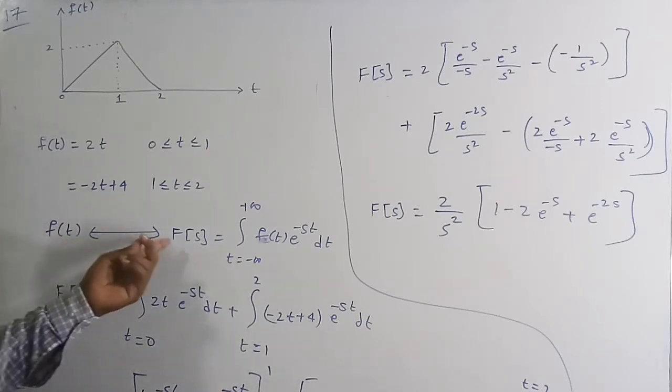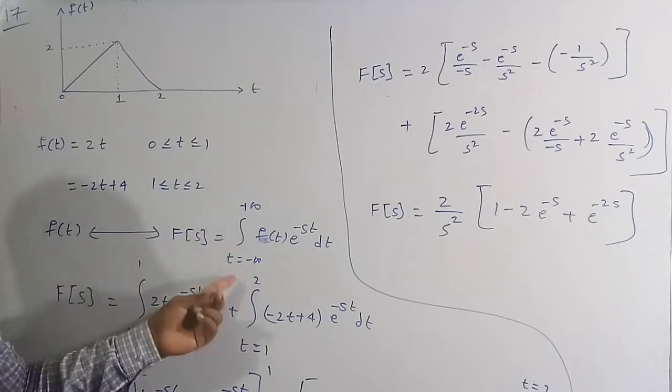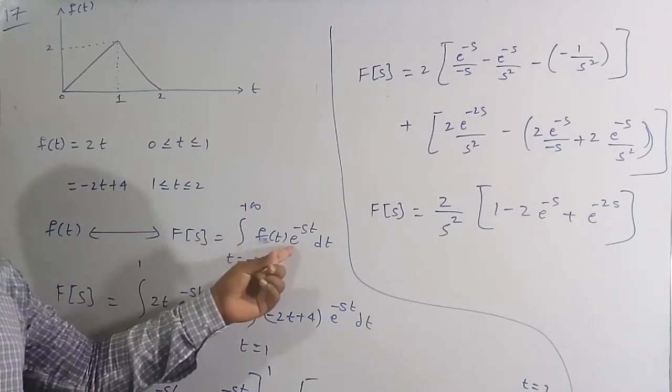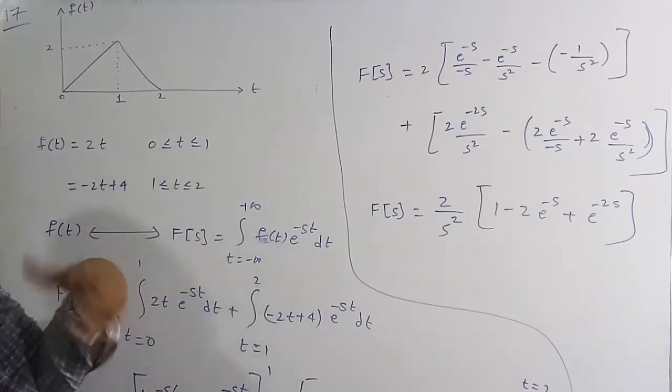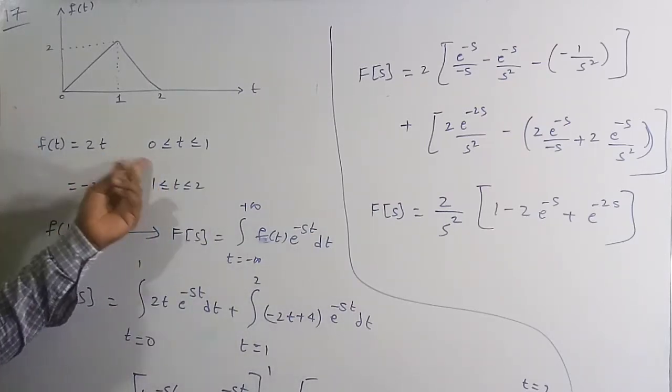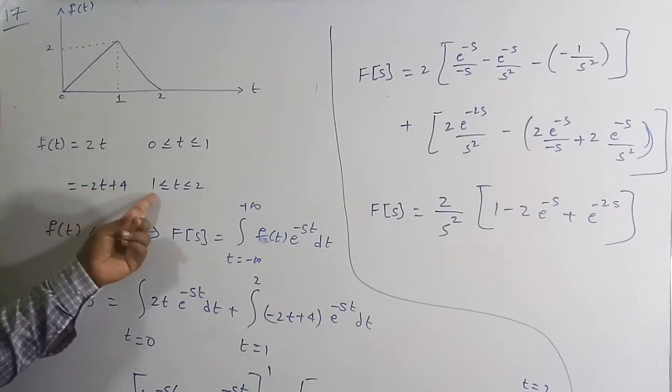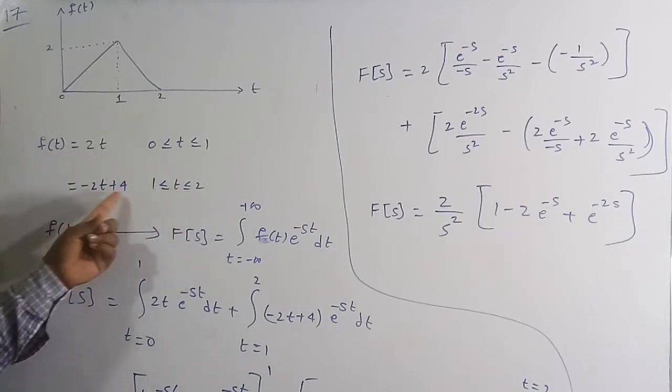So for f of t, the Laplace transform f of s is equal to integration from t equal to minus infinity to plus infinity of f of t e to the power of minus st dt. But this function is defined only from 0 to 2 and remaining all other instances it is 0. From 0 to 1 it has the equation 2t, from 1 to 2 it has the equation minus 2t plus 4.